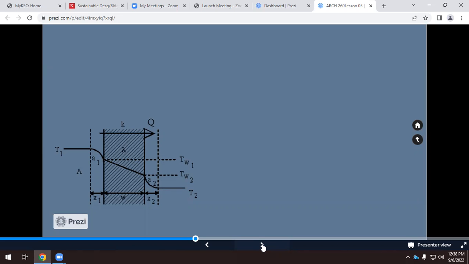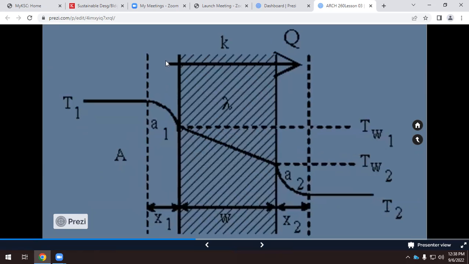Here we have this drawing, and in this drawing, Q is this arrow. You see, temperature 1 is higher than temperature 2. So this could be indoors, and this could be outdoors if we are in winter. And the heat, this Q, this arrow, goes from temperature 1 to temperature 2 in this direction.